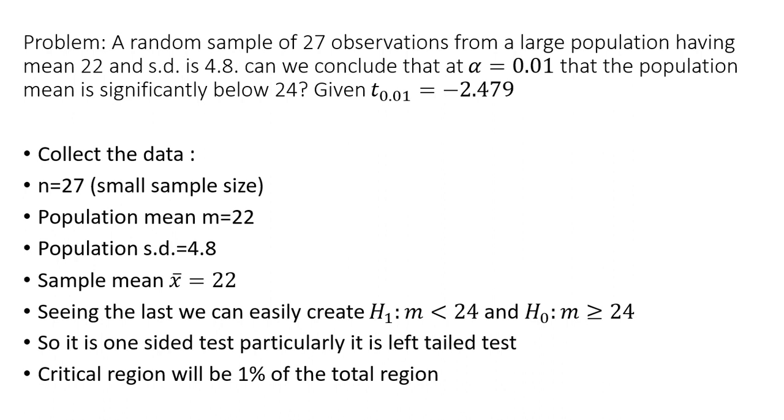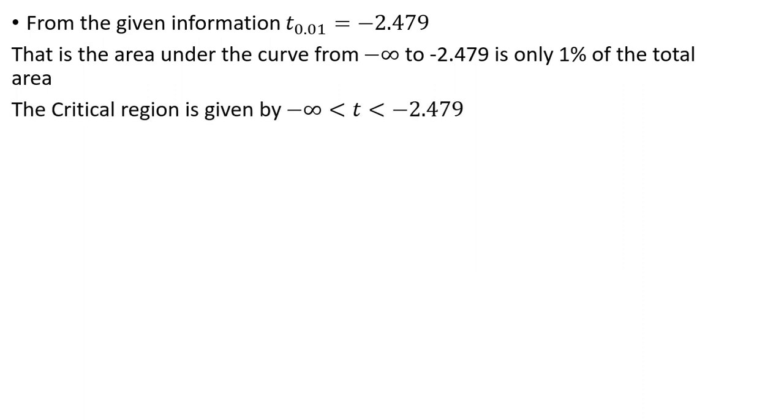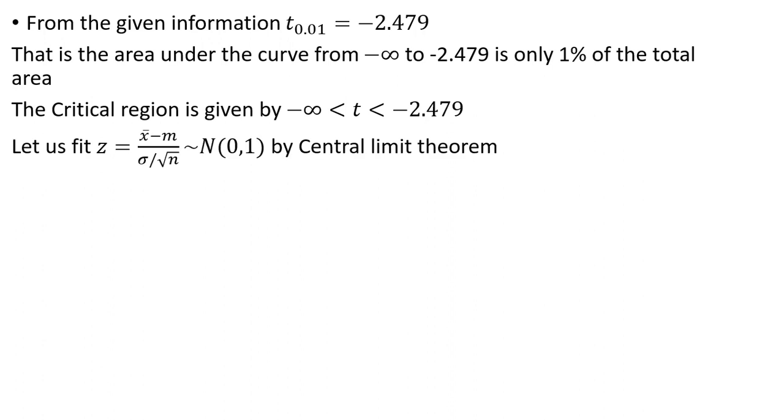Look at this data. T 0.01 equal to minus 2.479. That means if I start from minus infinity and end at minus 2.479, the total area covered is only 1%. Okay, that is the explanation. The critical region will be this. Let me fit the data.